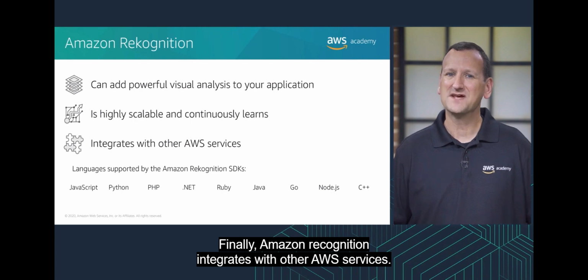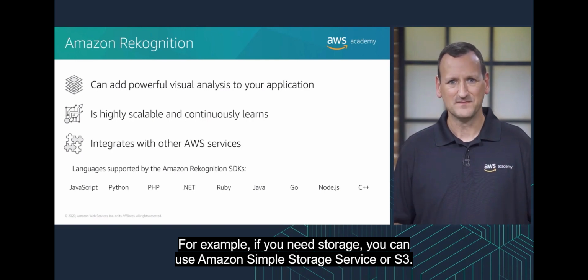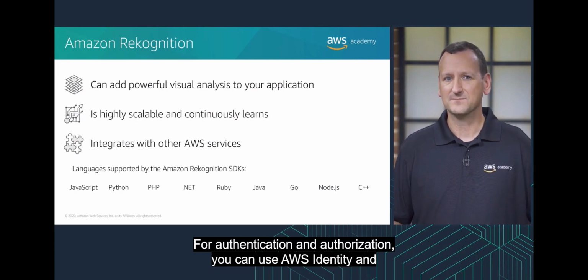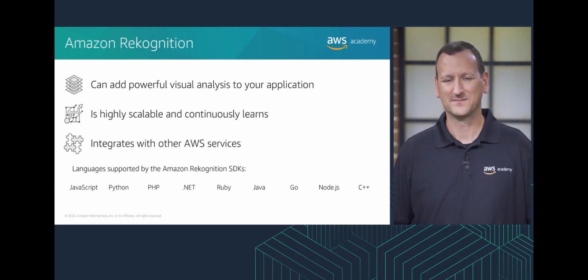Finally, Amazon Rekognition integrates with other AWS services. For example, if you need storage, you can use Amazon Simple Storage Service, or S3. For authentication and authorization, you can use AWS Identity and Access Management, which is also known as IAM.